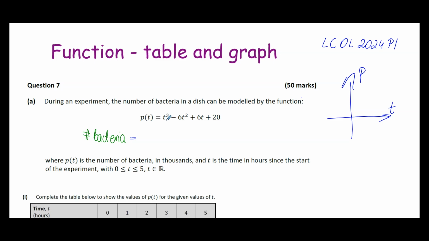Equal. And then t, what does that mean? t is the time in hours since the start of the experiment. So that means that t will be the number of hours, and that will be taken to the power of 3 minus 6. And again, number of hours, that one will be taken to the power of 2 plus 6. Multiply again by the number of hours and then plus 20. So that's what it means in the context of this question.